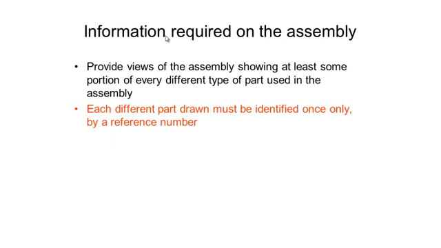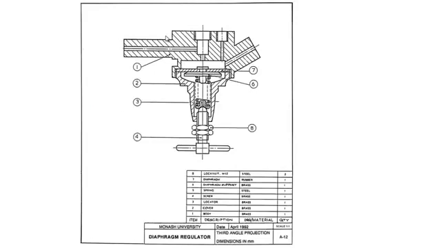So the next thing is, each different part drawn must be identified only once by a reference number. So if we refer back to the drawing we just looked at, we had 4 nuts, but we only labeled one of them. We can also look at this example here. So if we have a look at this part number 8, which is 2 lock nuts, you can see only one of them has been labeled.